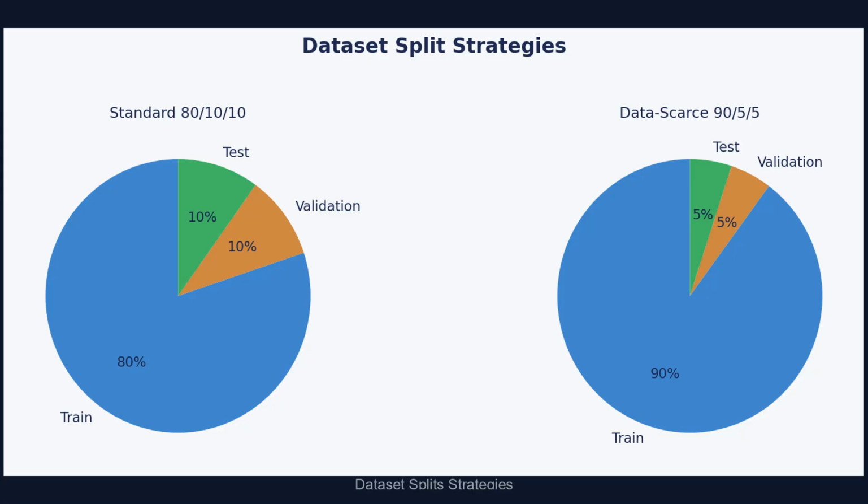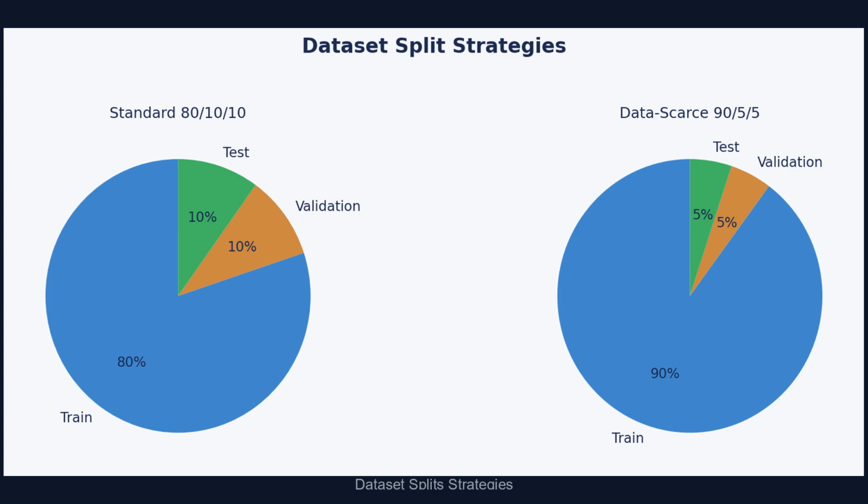Two splitting strategies, each suited to different situations. The standard 80/10/10 split, 80% training, 10% validation, 10% test, is appropriate when you have thousands of examples or more. The data-scarce strategy shifts to 90/5/5, keeping 90% for training when examples are limited.